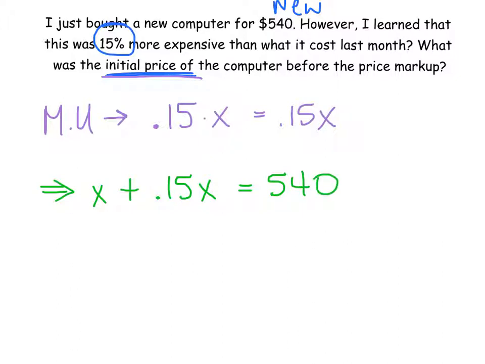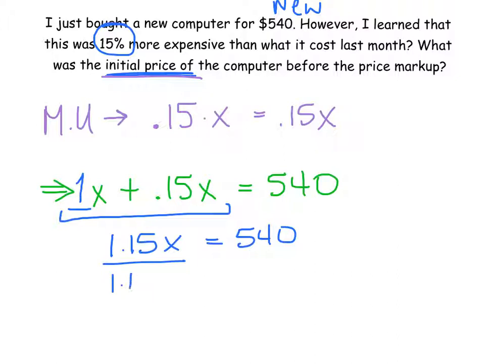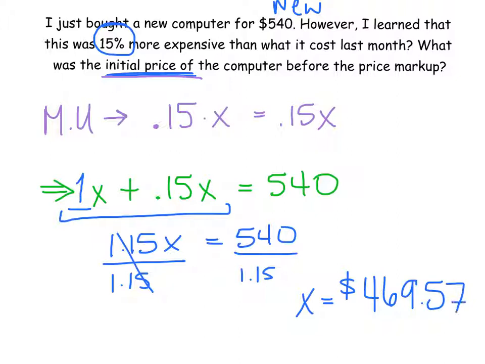And remember, in front of the x, we have a 1. So, like terms, let's combine. 1x plus 0.15x is 1.15x equals 540. Divide by 1.15, and we end up with x equals $469.57. Read the problems carefully and set up the process slowly, just like we always do.